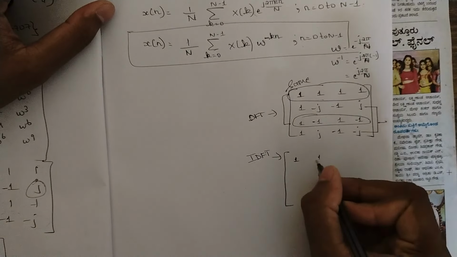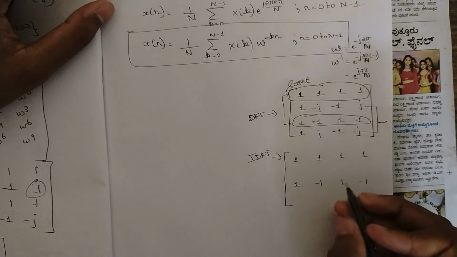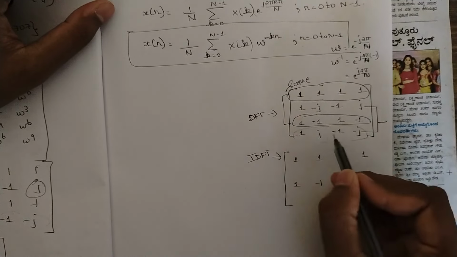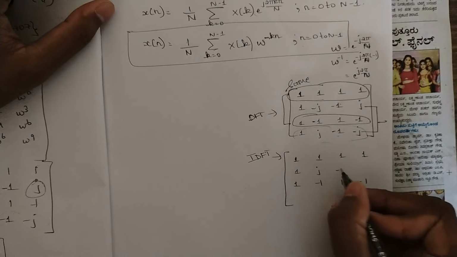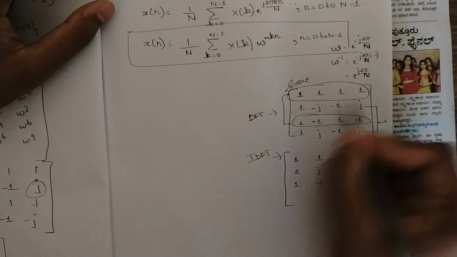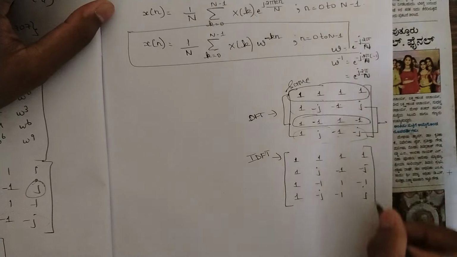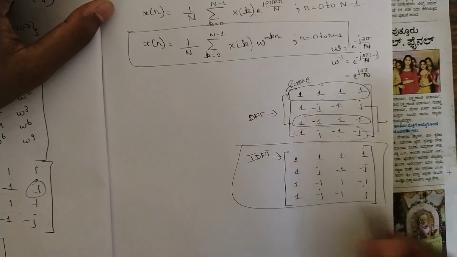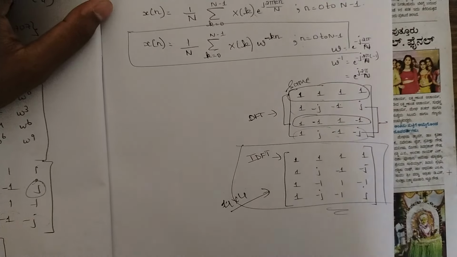That is 1 1 1 1, then 1 minus 1 1 minus 1. So here this fourth row would be coming to the second row, that is 1 j minus 1 minus j, and this second row would be coming to the fourth row, that is 1 minus j minus 1 j. This is in case of IDFT, you should be remembering. I'm telling this for the 4 cross 4 condition only.